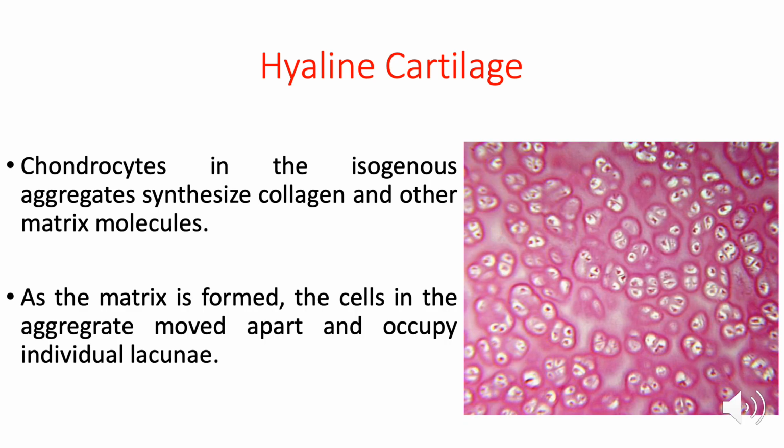The chondrocytes in the isogenous aggregates will function to synthesize the extracellular matrix, the fiber, and the ground substance. By the way, I forgot to mention that the type of fiber present in hyaline cartilage is collagen type 2. Please take note of this. Take note that as these chondrocytes within the isogenous aggregates produce the extracellular matrix, they will actually move apart from each other, and later on, these chondrocytes will occupy their own respective lacuna.